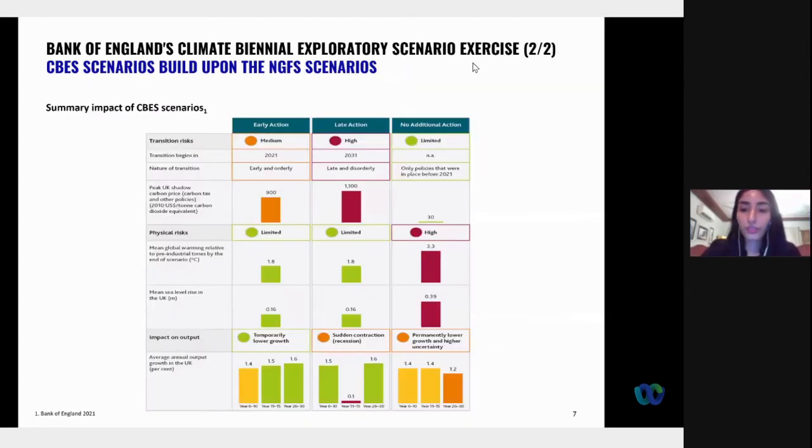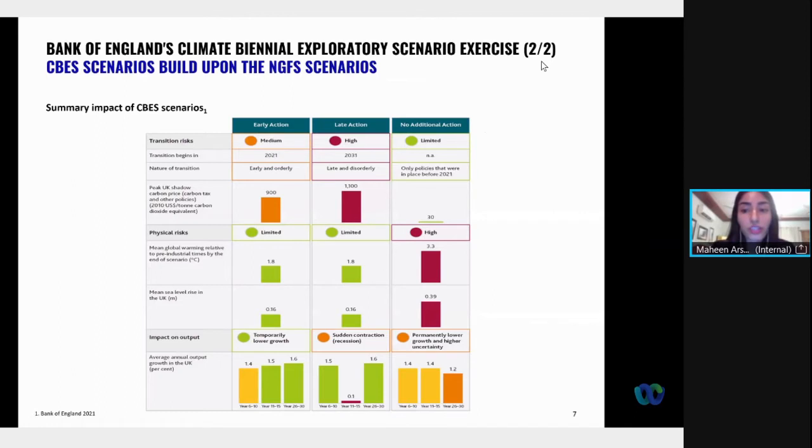So I'm just going to go over these scenarios for the exercise really quickly. These scenarios were built upon the NGFS scenarios. So there are three main scenarios, which are the early action, late action, and no additional action scenarios. This diagram provides a very quick overview of the transition risk and the physical risks that are going to be looked at with each scenario.